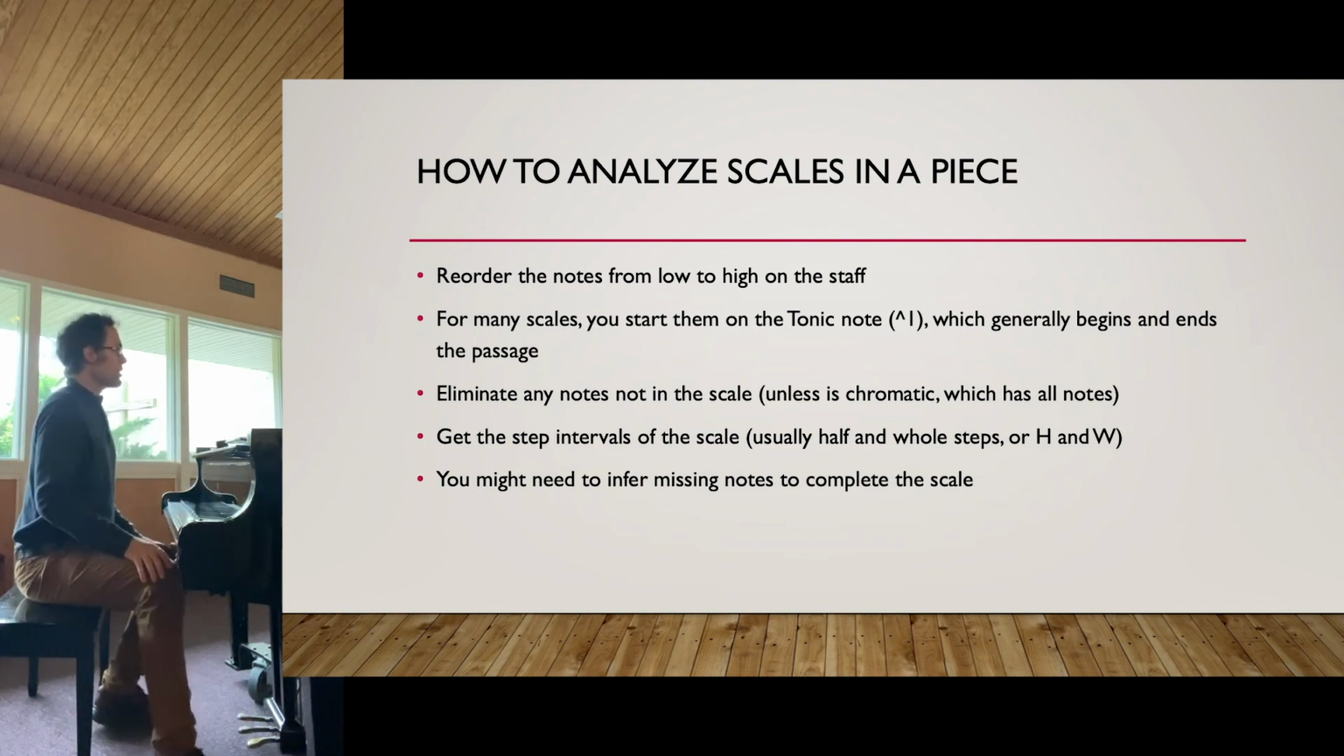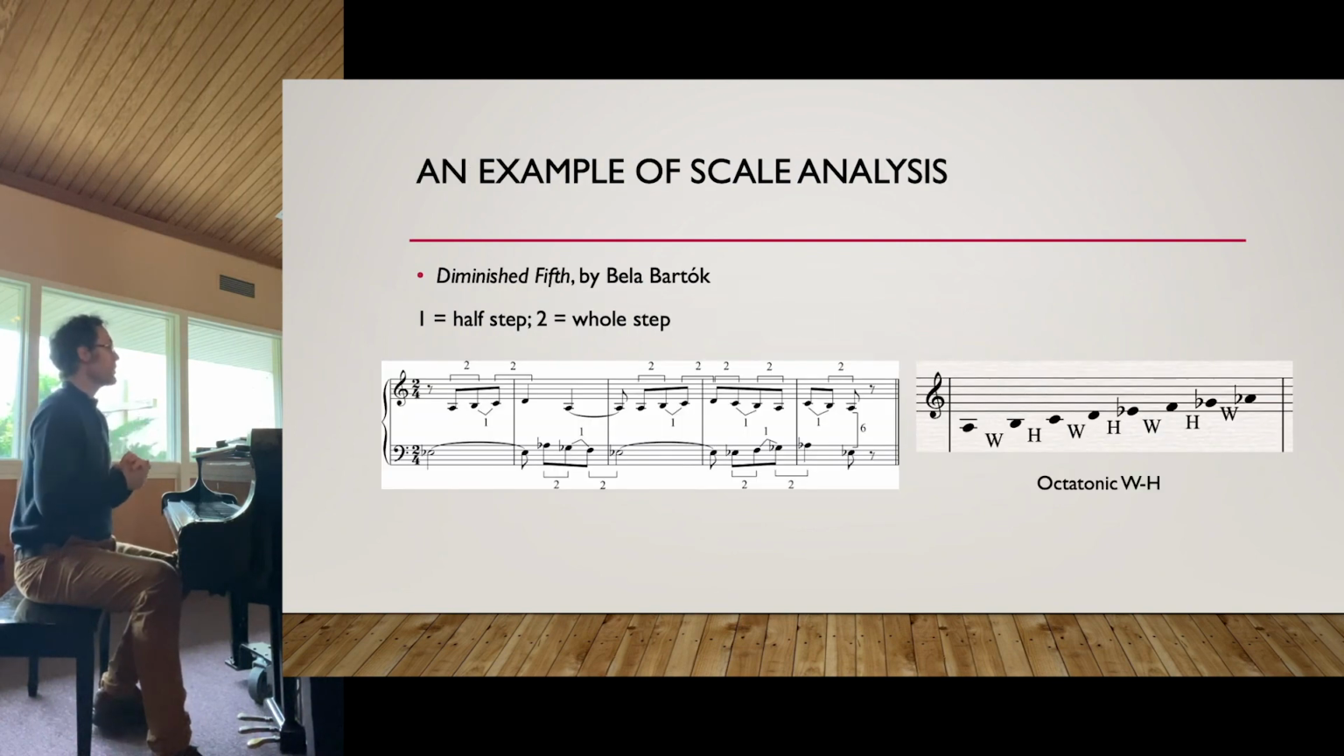So let's do another example of scale analysis. By the way, the scale I just did for Twinkle Twinkle Little Star, that was C major, okay, because of the interval pattern. Here's an example of scale analysis from the Hungarian composer Béla Bartók. This is the beginning of diminished fifth. Imagine you want to know what the scale is. So in this case, you would have to rewrite the scale from low to high.